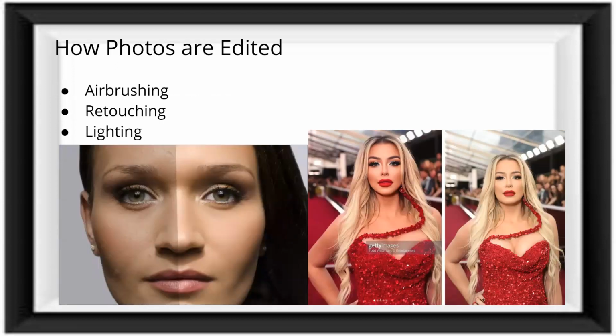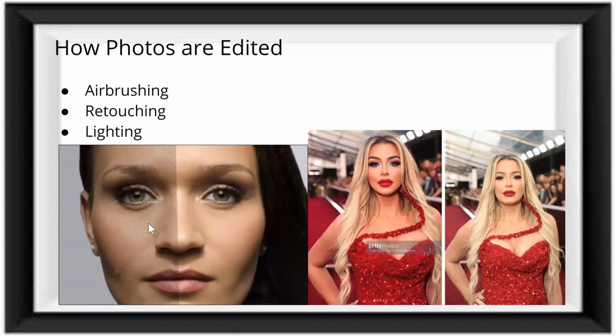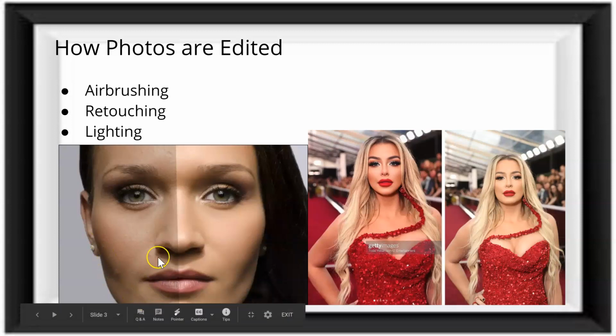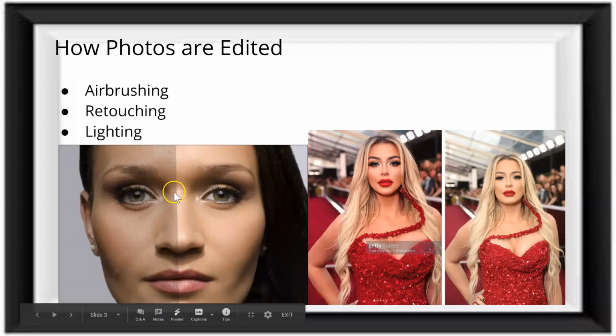A very, very broad way that photos are edited is airbrushing, retouching, and lighting. I love these examples I found for you guys. Let's take a look at this left photo here. The left side is the original piece, and the right side is the edited version. On the left, she's got acne, pores, some blemishes, some wrinkles in her lips here. Even her hair is up, her eyebrows aren't as full. And then we get to the right side where it's been airbrushed and retouched.